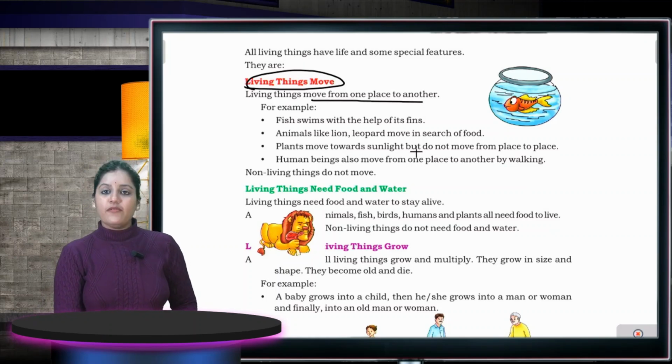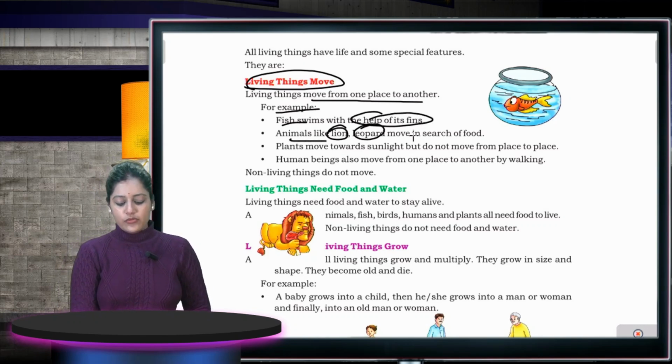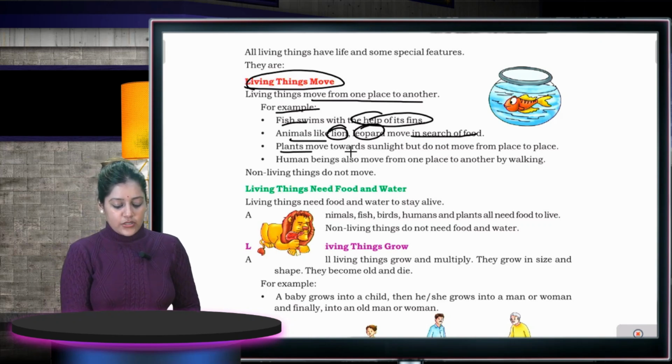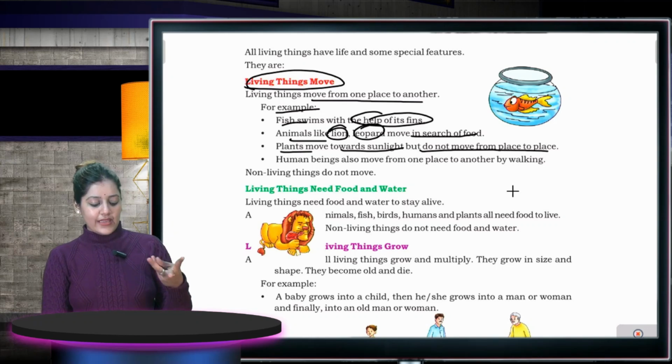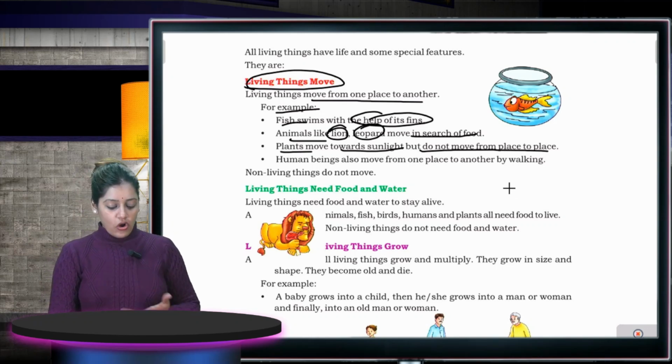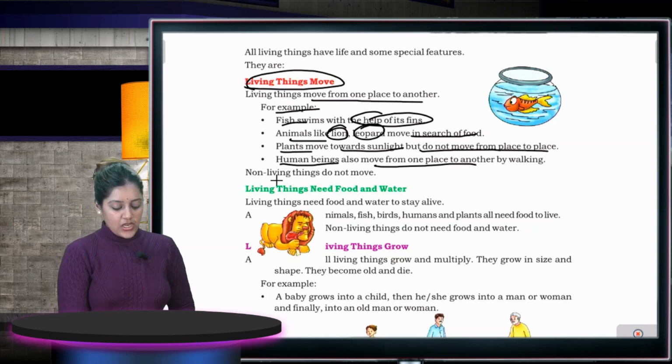Living things move from one place to another. For example, a fish swims with the help of a fin. Animals like lion and leopard move in search of food. Plants move towards sunlight but do not move from place to place. So plants, animals, fish, and we human beings also move from one place to another while walking. Non-living things do not move.